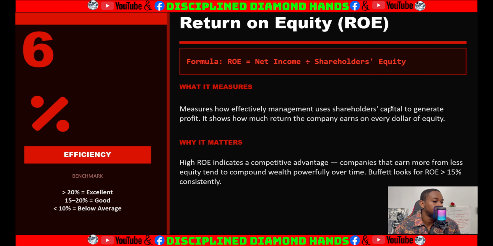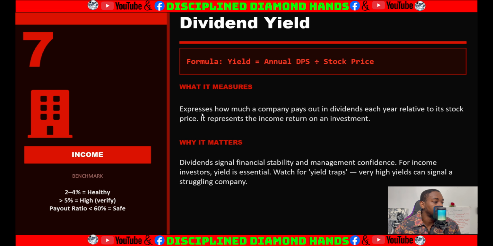They're generating profit. Dividend yield. A dividend yield expresses how much a company pays out in dividends each year relative to its stock price. It represents the income return on an investment. Dividends signal financial stability and management confidence. For income investors, yield is essential. Watch for yield traps. Very high yields can signal a struggling company. Check this out. 2 to 4% is a healthy dividend. Over 5% is a high dividend.